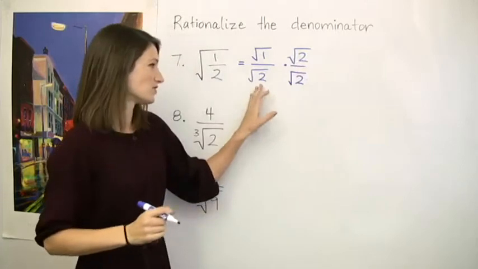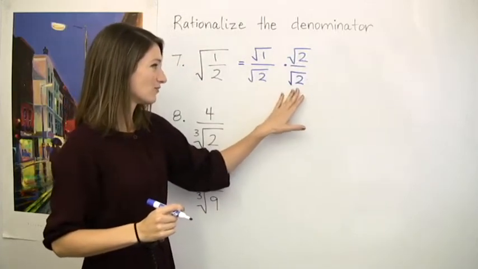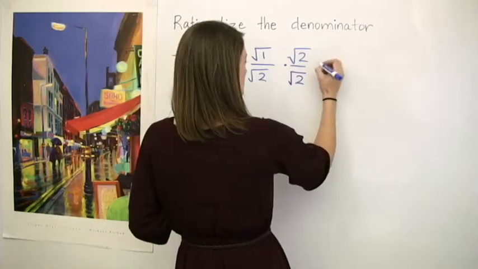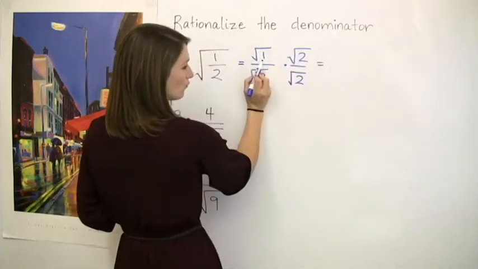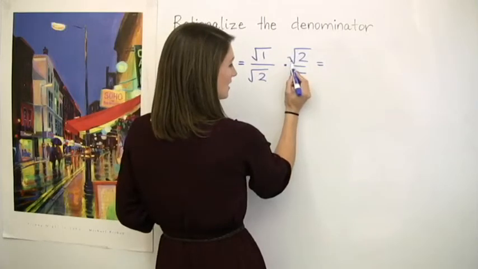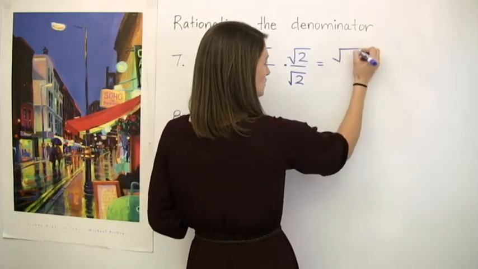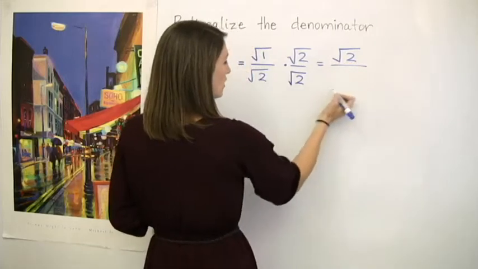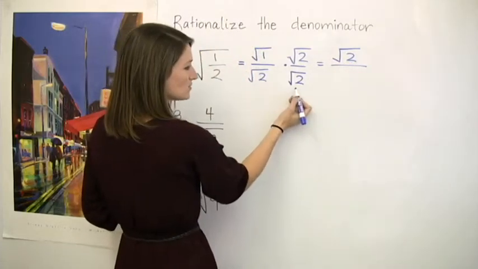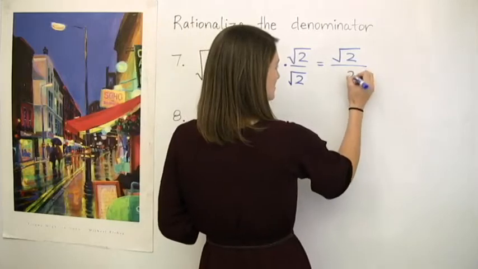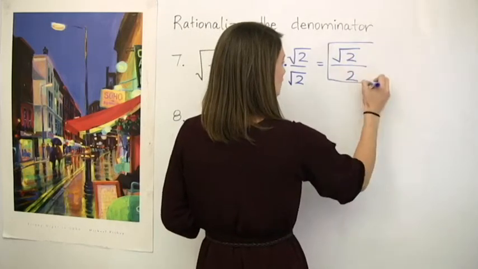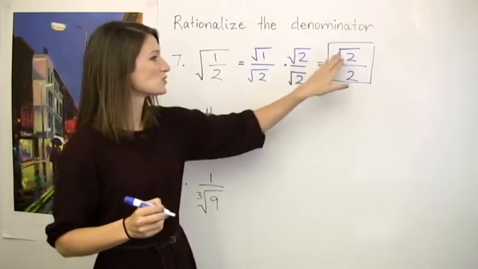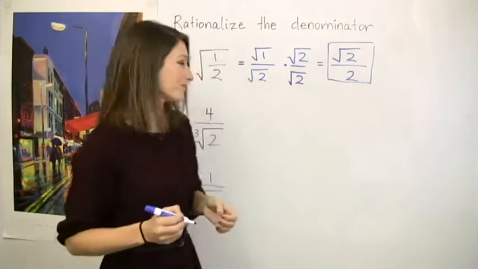Because when you multiply the square root of 2 by itself, you end up with just the radicand, which is 2. So this simplifies to the square root of 1 is 1 times the square root of 2. So we'll write the square root of 2 at the top in our numerator. In our denominator, the square root of 2 times the square root of 2 is 2. So here's our answer for our first problem. When we simplify the square root of 1/2, we get the square root of 2 over 2.